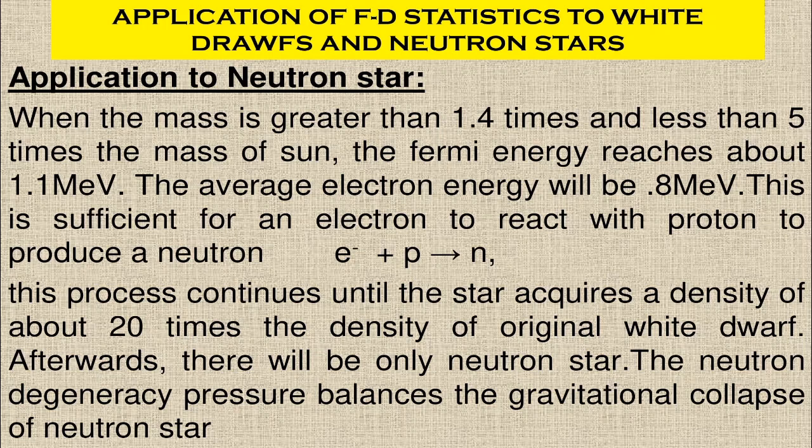Previously we had the electron degeneracy pressure, but here the neutron degeneracy pressure will balance the gravitational collapse of the neutron star, just like the electron degeneracy pressure prevents the further collapse of a white dwarf. Neutrons are again fermions and they obey the Fermi-Dirac distribution and Pauli's exclusion principle. Thus, again we can say that Fermi-Dirac statistics successfully explains the stable existence of neutron stars.